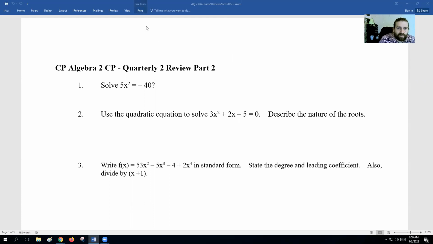All right, so going through the second part here, we need to solve this first question. Solve 5x squared equals negative 40. It's a question mark, I guess.